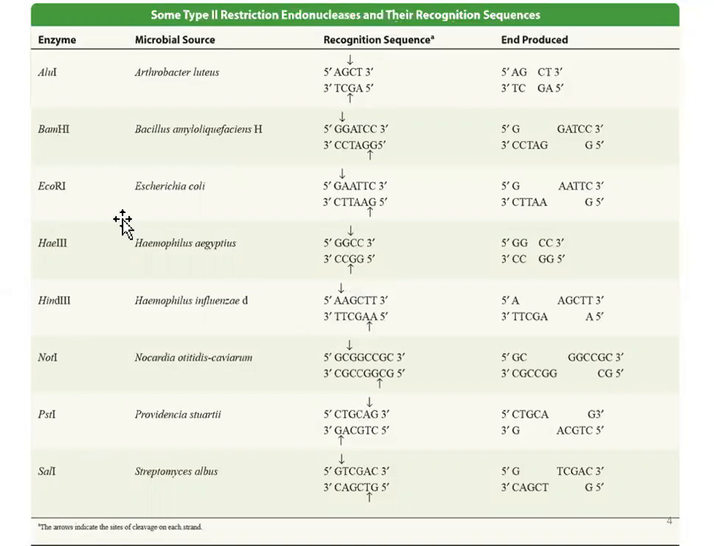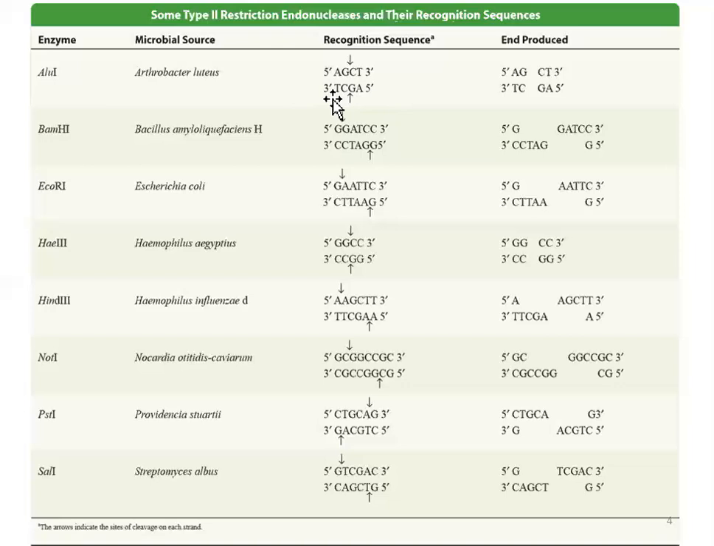So if we take an example of AluI, this enzyme will recognize AGCT, or you can read this sequence from 5' to 3' direction, AGCT.